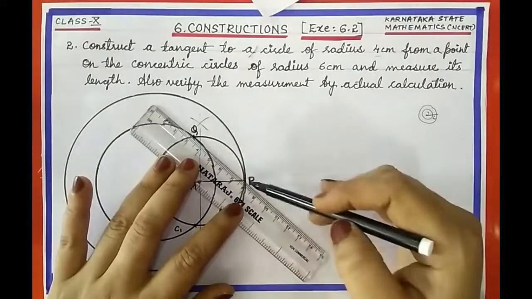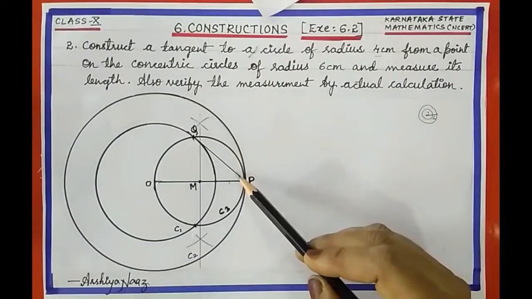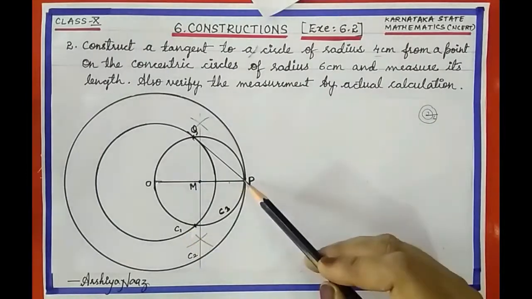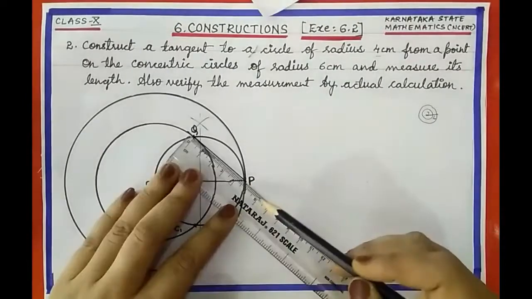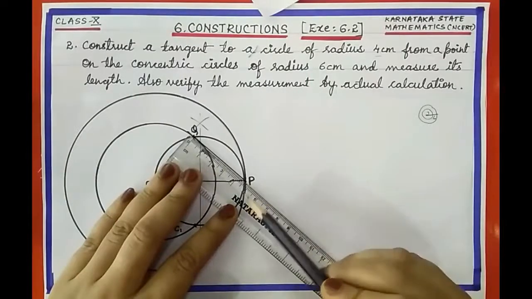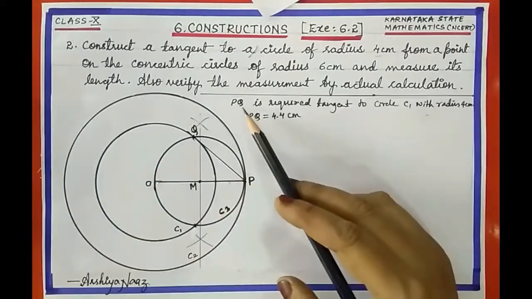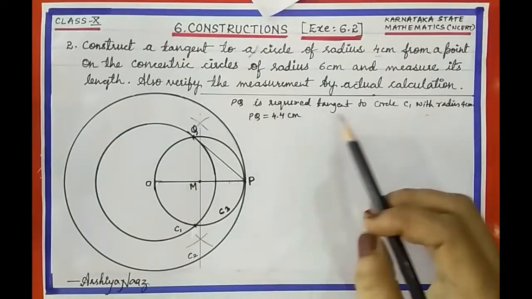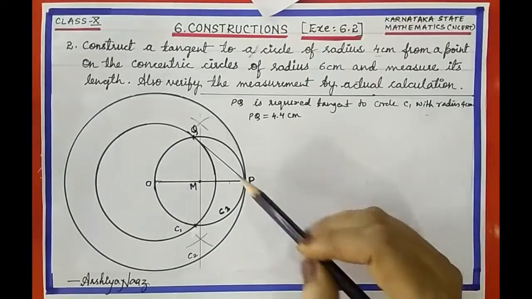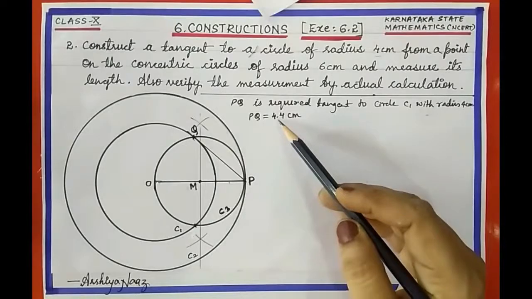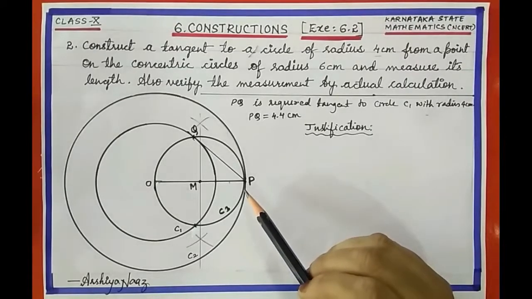Now join PQ. This is a tangent to circle C1 from the point P, which is on circle C2. If we measure with the help of a scale, we get the length equal to 4.4 cm. So PQ is the required tangent to circle C1 with radius 4 cm and PQ length is nearly equal to 4.4 cm. So let us justify our construction.